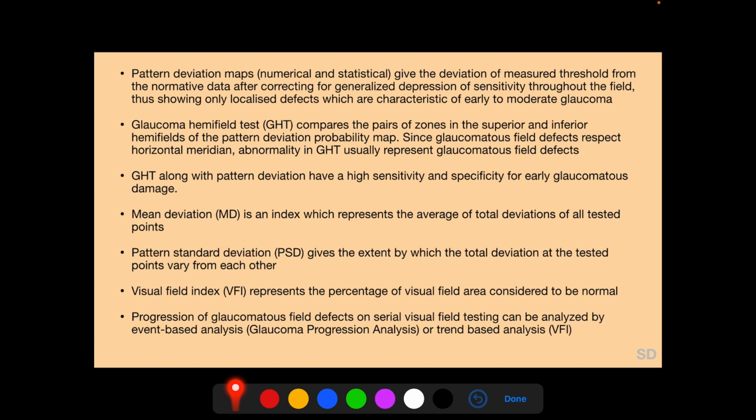Pattern standard deviation gives the extent by which the total deviation values at the tested points vary from each other. Visual field index represents the percentage of visual field area considered to be normal. Progression of glaucomatous visual field defects on serial visual field testing can be analyzed by event-based analysis such as with the glaucoma progression analysis software, or trend-based analysis such as with visual field index plotting over time.